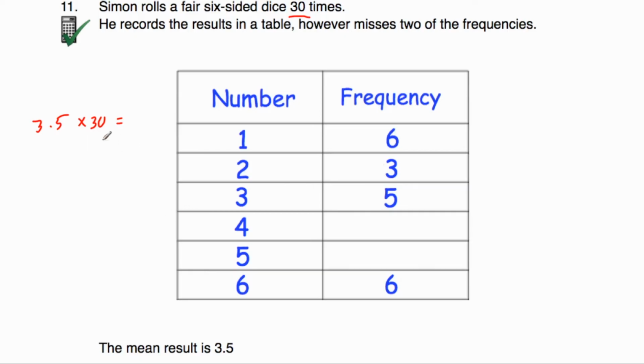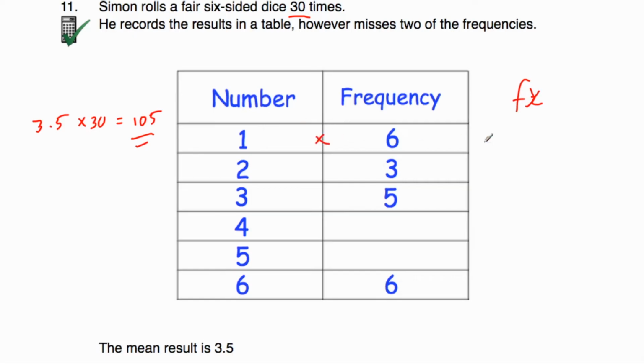So if we do 30 multiplied by 3.5, that's equal to 105. So whenever Simon rolls the dice 30 times and he adds up all the scores, he would get 105. And then whenever he divides it by 30, he gets 3.5. So that means whenever he rolls the dice 30 times and adds up all the scores, that's going to be equal to 105. And that's going to be the sum of the fx column, this column here that we're going to add on. So let's find what our fx column would be.